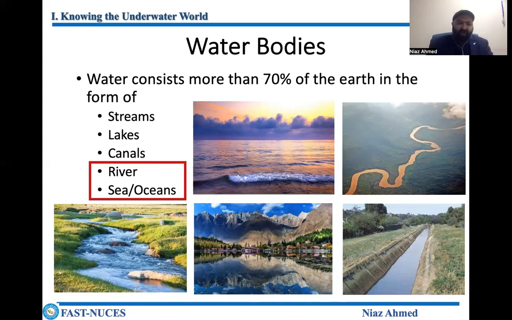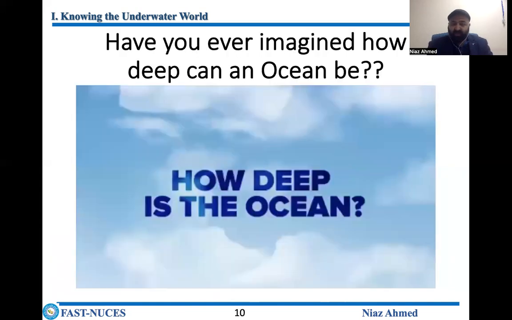Usually when we talk about applications or communications with wireless sensor networks, that probably can have all those streams like canals. But when we talk about going big, it basically has these rivers and oceans, which is the scope of today's presentation.